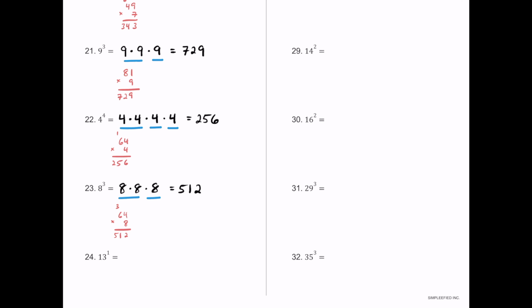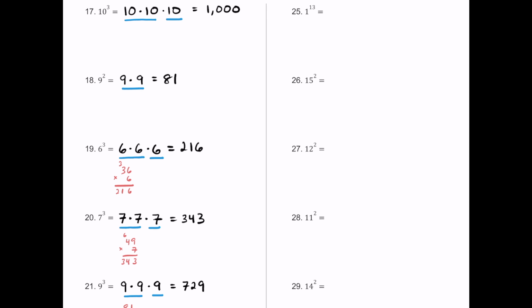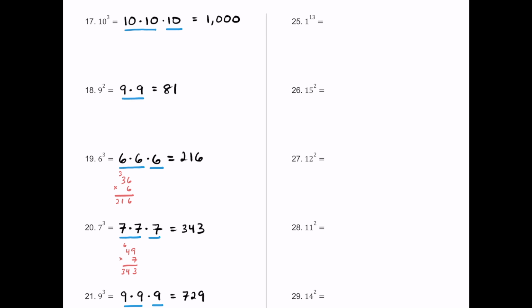For number 24, we have 13 to the 1st power, so we just have 1 13, and that's it. For 25, we have this 1 to the 13th power, and so that's really going to be 1 times 1 times 1 times 1 times 1 times 1. There's going to be 13 of those, but keep in mind the answer to this is just going to be 1, so I'm not going to write out 13 ones here. Sounds a bit excessive.